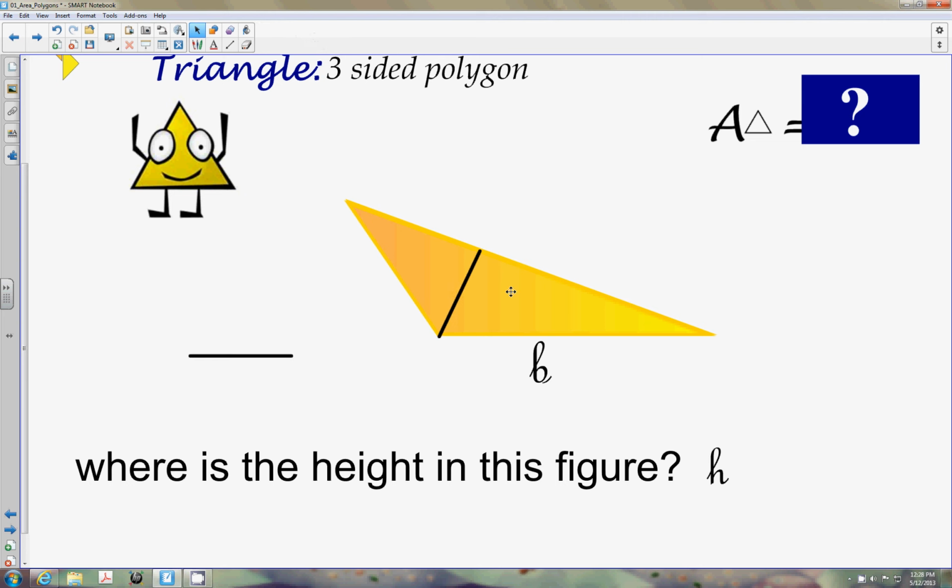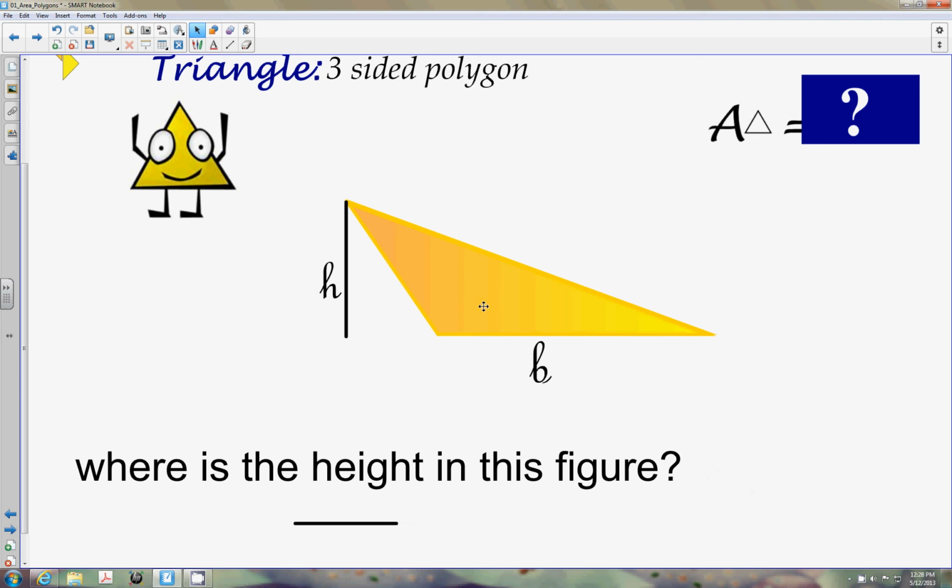Now remember, if I call this the height, then where is the base? Is this the base? No. The base would then be over here. So where you draw the height, remember it has to connect to the base and form a 90-degree angle. I'm going to use this height here, only because I want to use this side as my base. There we go. All right, so here's my height.